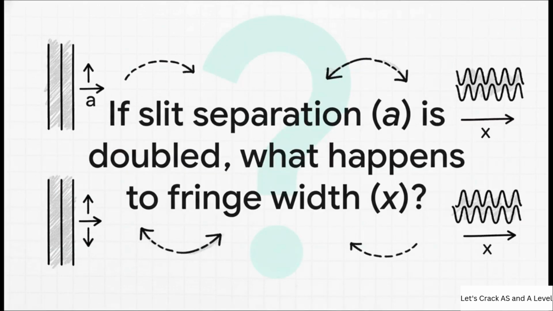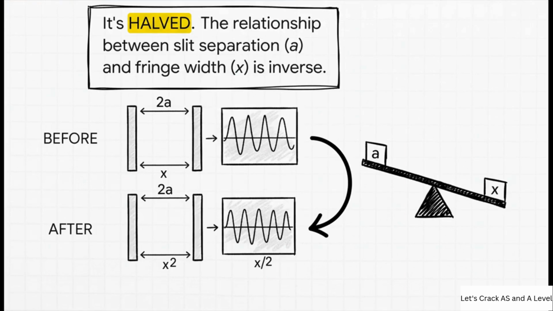Let's try a really common multiple choice question. If you just rearrange that formula in your head, you can see that A and X are inversely proportional. So if the slit separation A is doubled, what happens to the fringe width X? It's halved. It has to be. If one goes up, the other has to go down. And knowing these simple relationships means you can answer a whole bunch of multiple choice questions in just a few seconds without doing any real calculation.